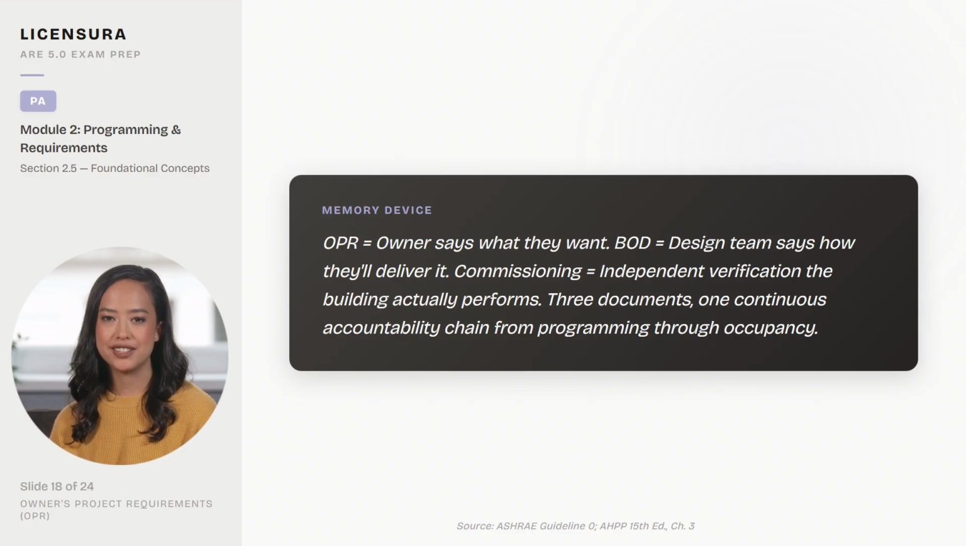Here's a memory device. OPR equals owner says what they want. BOD equals design team says how they'll deliver it. Commissioning equals independent verification the building actually performs. 3 documents, 1 continuous accountability chain from programming through occupancy.